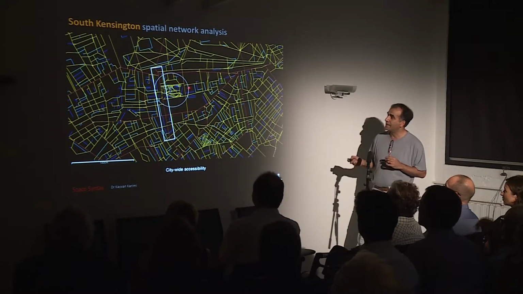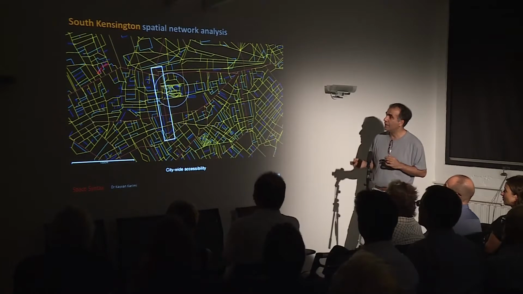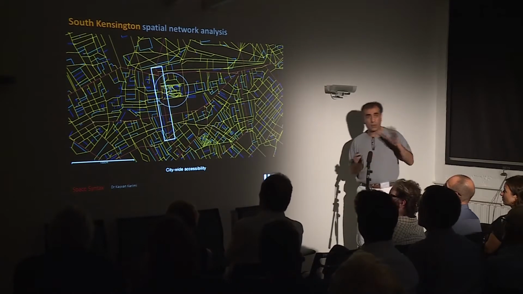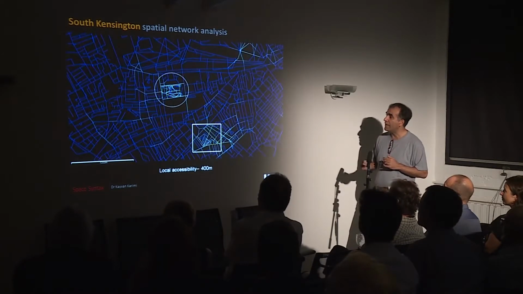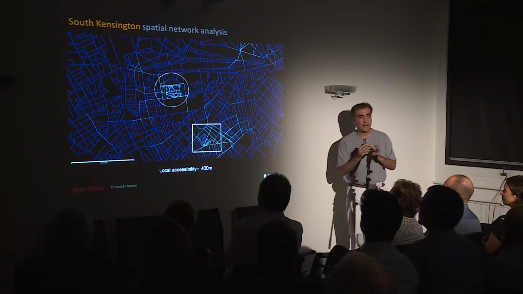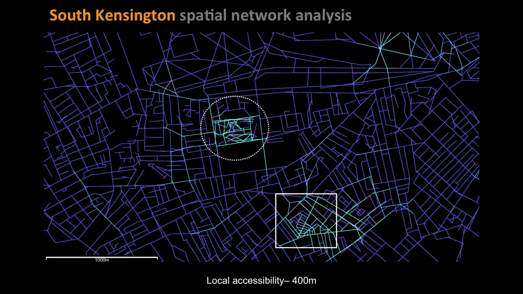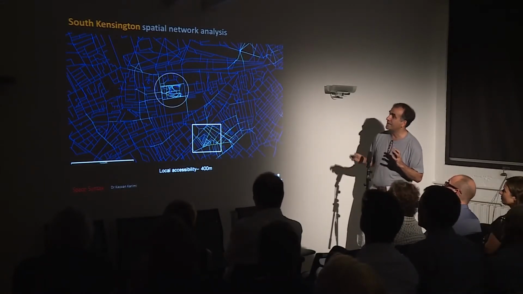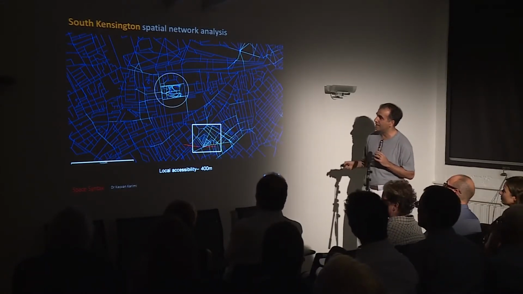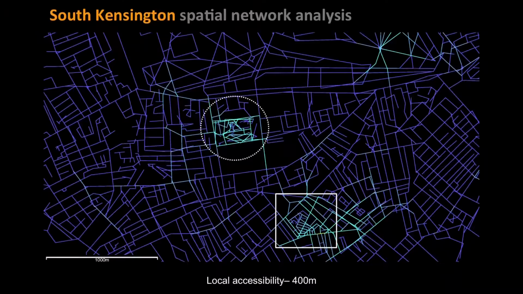It has close access or proximity to these very important global connectors in London, such as Cromwell Road and so on. But if you look at the 400-meter accessibility analysis, you see that it creates a very inward-looking, if you like, system, and is isolated from other systems that are around it, such as Old Brompton Road and so on.